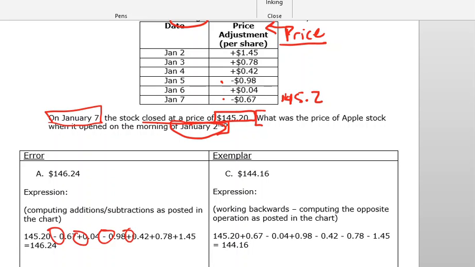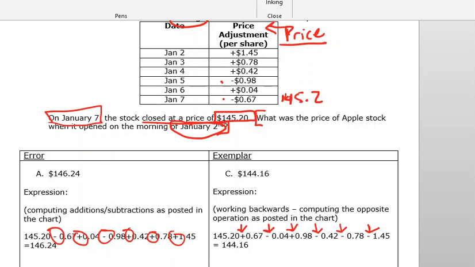Because looking at it originally, you might think, hey, that kid started at the end and worked up. But what they didn't realize was that you have to use the opposite sign in order to get the right answer. So for example, I had 145.20. Since it had gone down 67 cents, if I'm going backwards, I need to add 67 cents. And then the day before it went up 4 cents. Since I'm going backwards, I need to subtract. Since it went down 98 cents, I need to add. And so forth, it went up 42 cents, so I'm subtracting, up 78 cents and up 45 cents.